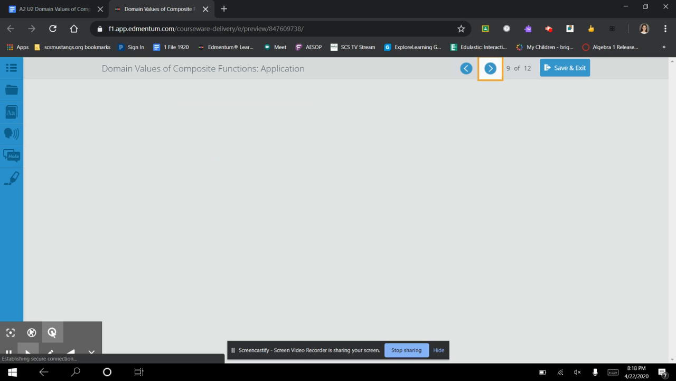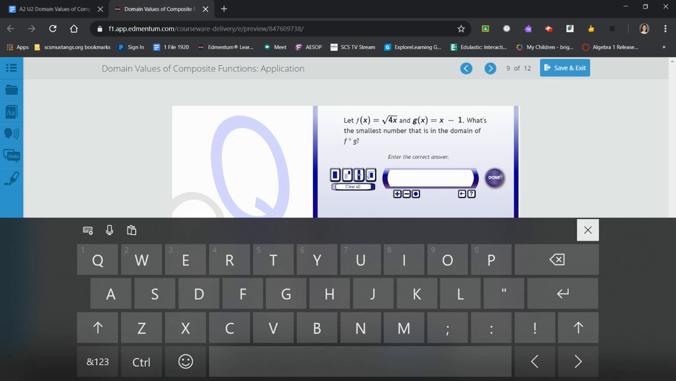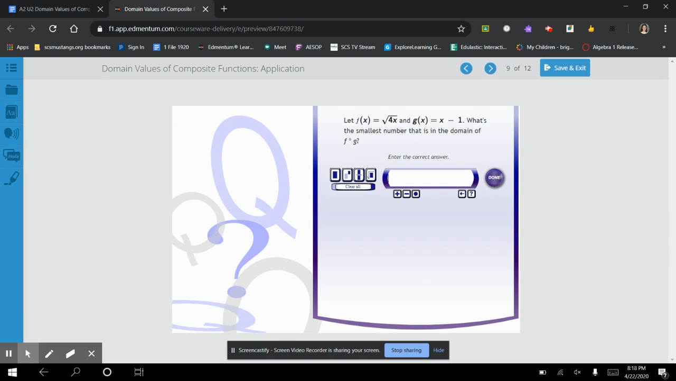Taking a look at 9. With these, they want to know what's the smallest number in the domain of f of g. So I'm going to do the substitution where I take the g of x and substitute it in for f. With these, they do not give us a number to plug in, so we just go straight to, okay, I'm going to take whatever I have over here and plug it into f of x. So I'm looking at what f of g is.